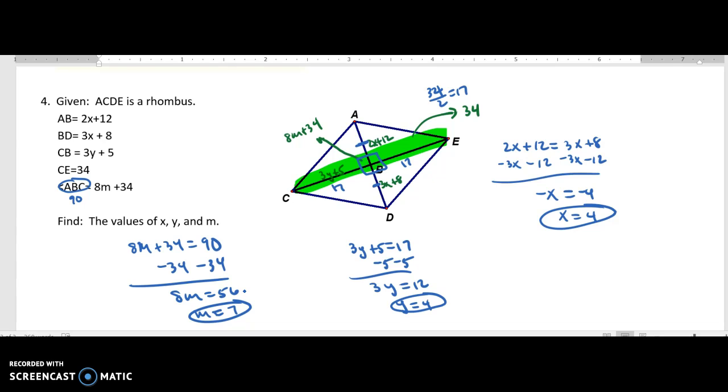So when you're working on the rhombus homework assignment, you need to make sure you have the properties of the rhombus in front of you.